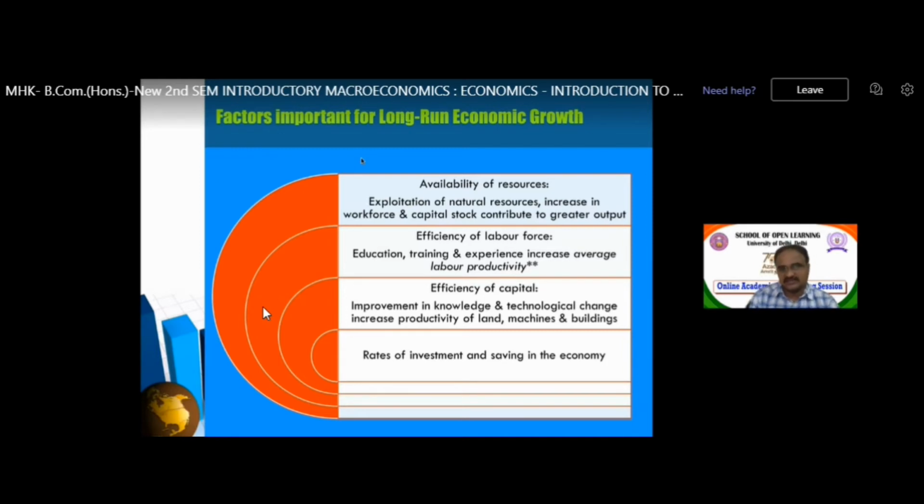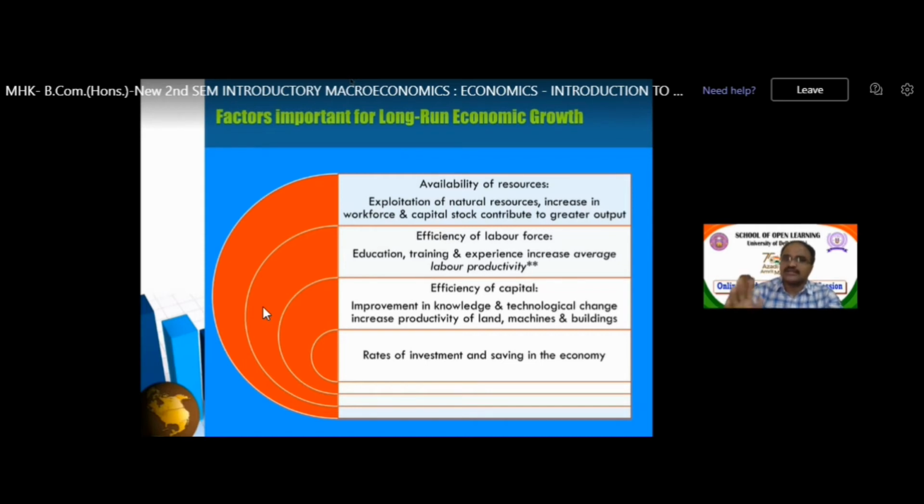These are the factors actually. Dear students, you can understand that. The factors influencing long-run economic growth are the availability of resources, efficiency of the labor force, efficiency of capital, and the rates of investment and saving in the economy. Right? First, availability of resources.